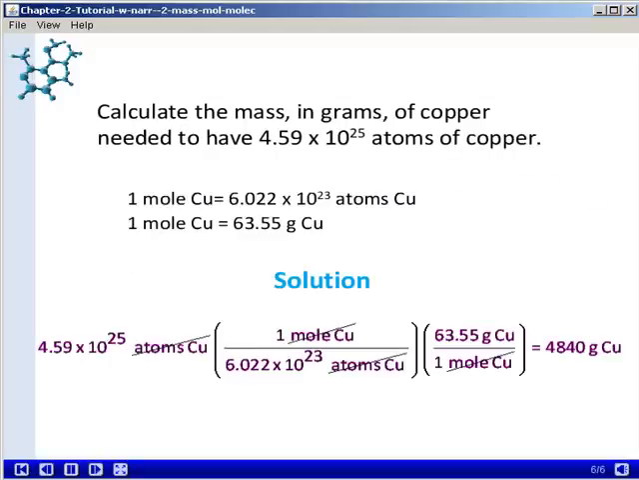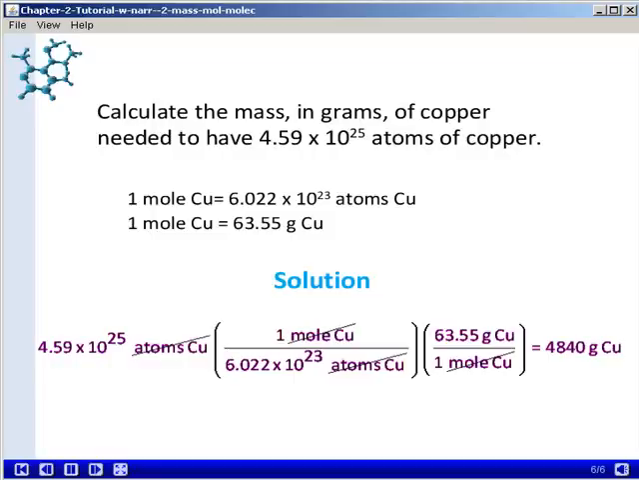The solution involves taking the given quantity in atoms of copper, using Avogadro's number as a relationship to convert from atoms of copper to moles of copper. Then once we have moles of copper, we'll use the molar mass in a second step to convert from moles to grams of copper. Notice that all of the units have canceled out here except the desired units of grams of copper.